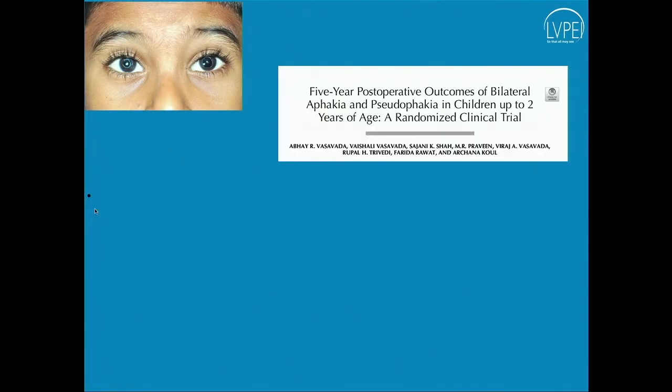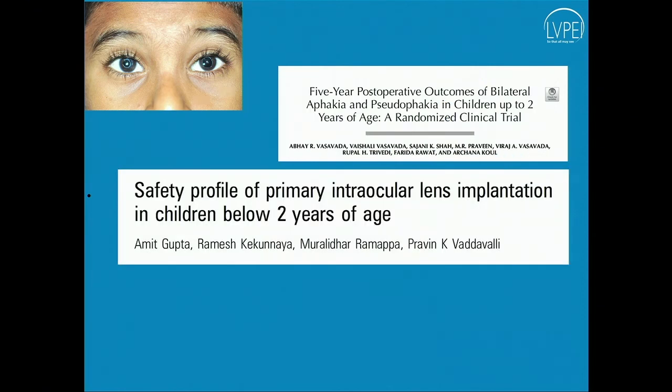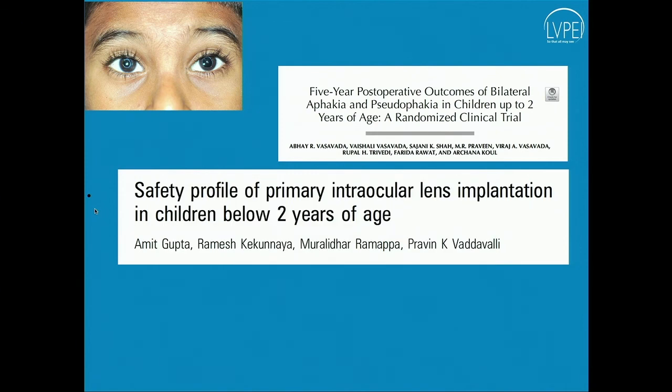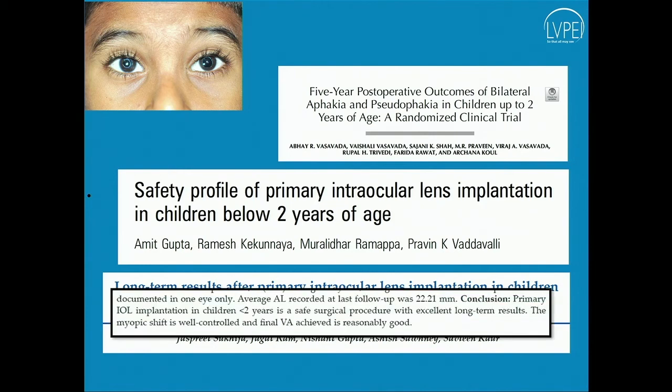If you look at the intraocular lens implantation papers, this is one paper from India under 2 years of age. It's an RCT. It says incidence of postoperative complications are similar in both groups, and early visual rehabilitation was faster in the pseudophakic group. This is one of our publications we looked at under 2 years of age. It says the results suggest that under 2 years of age lens implantation can be safe and it could be a viable option. We also looked at one more publication from India by Jagatram and group. And again, it says the long-term outcome is quite good and it's safe.